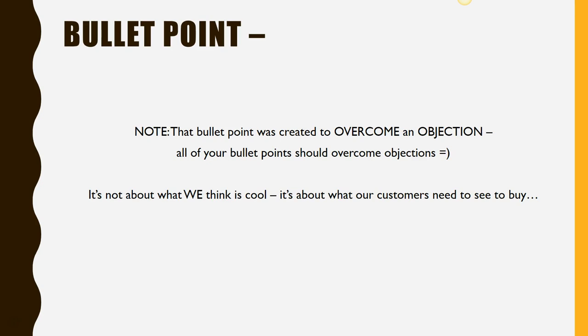Okay, so that bullet point was obviously created to overcome an objection. All of your bullet points need to overcome objections, every single one. The main question that triggers objections from your customers is, why don't I want to buy this product? That follows with several sub objections, right?